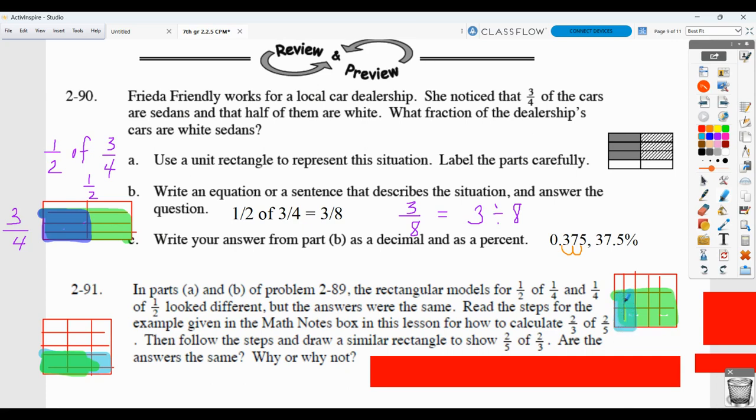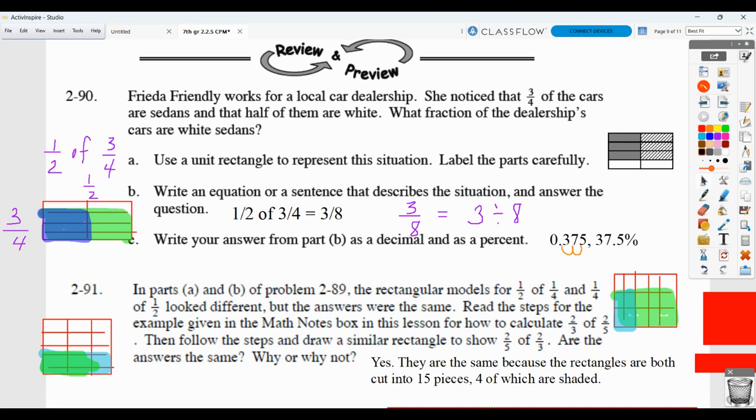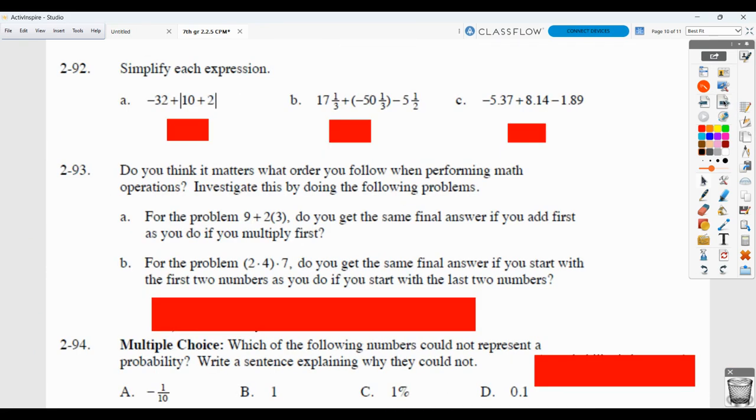So that would be this here. In both cases, even though they look different, we get the same answer, which is 4/15. Both of them have rectangles that are divided in 15 pieces, and 4 are the overlap shading. Here you got to simplify it, which means you got to find the answer.